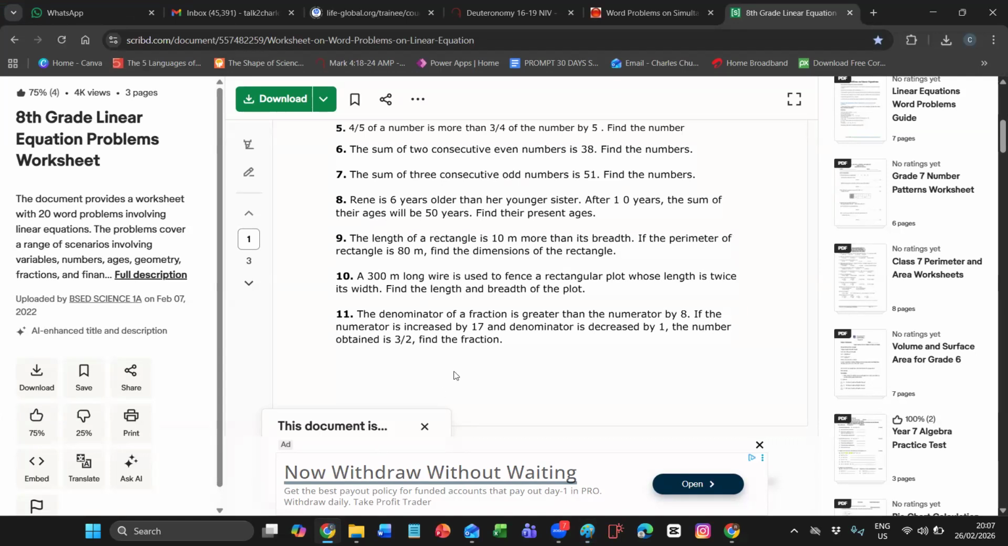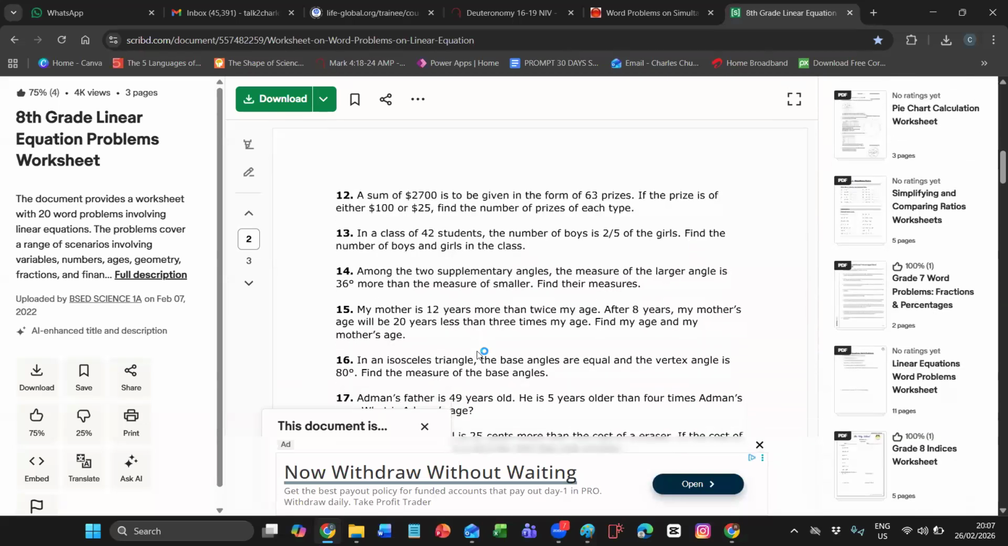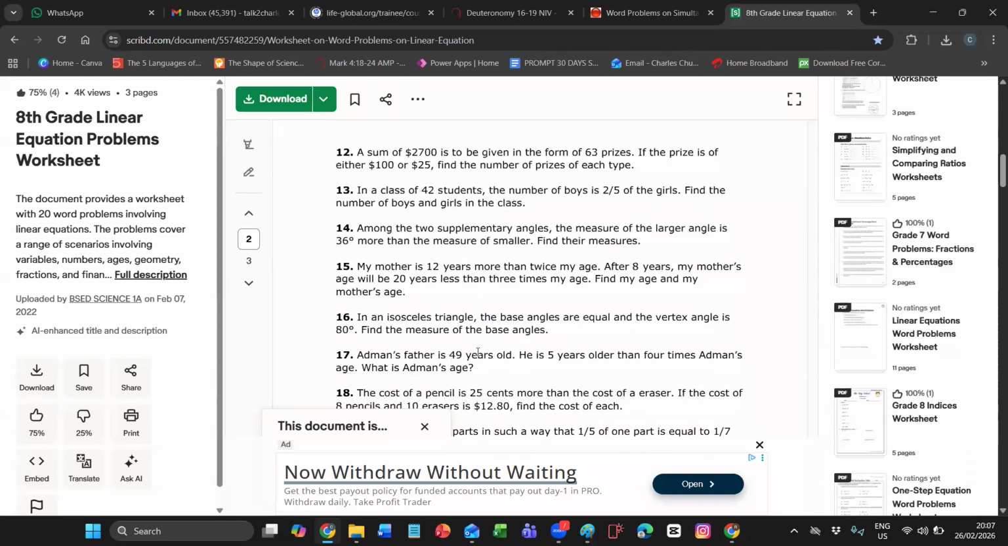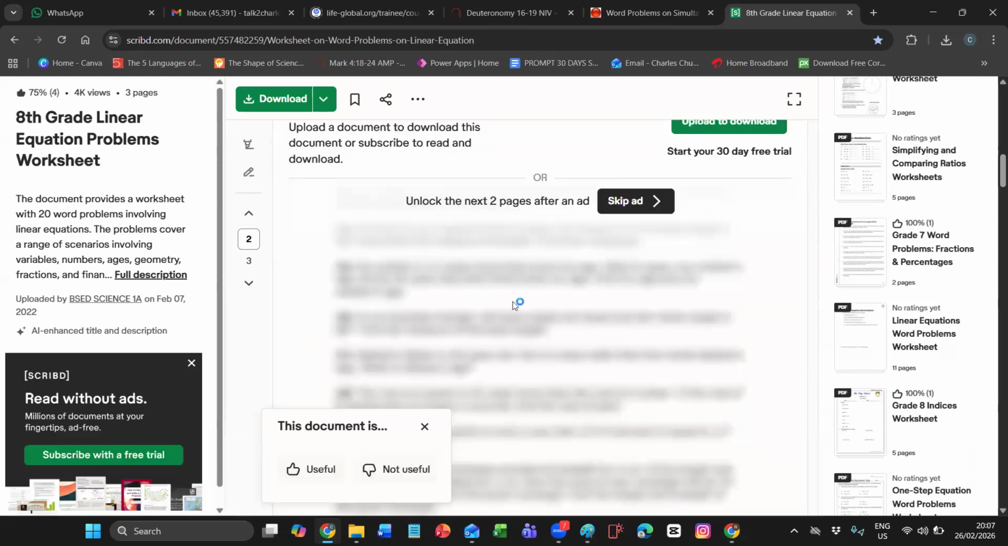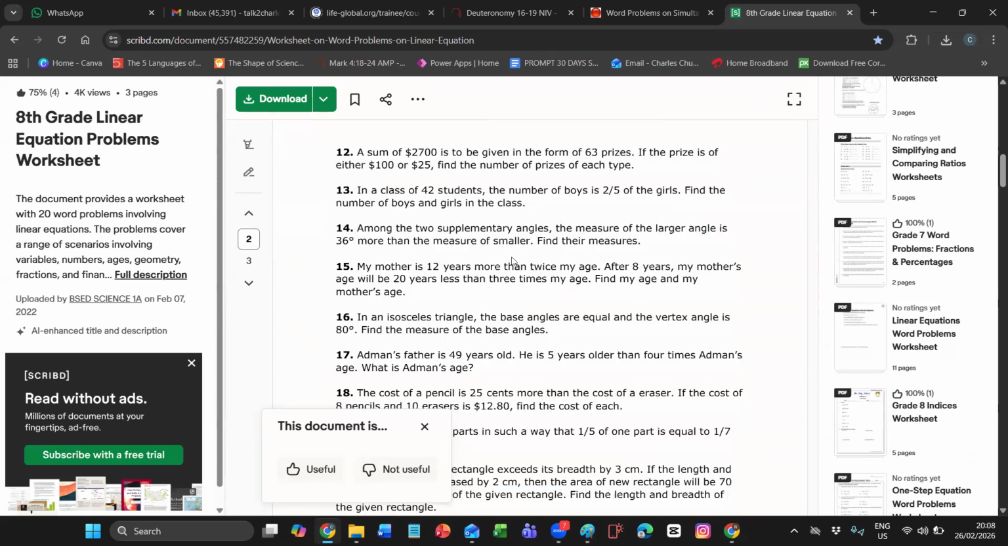Okay. All right. On WhatsApp. What else is here? What is happening? Skip ad.